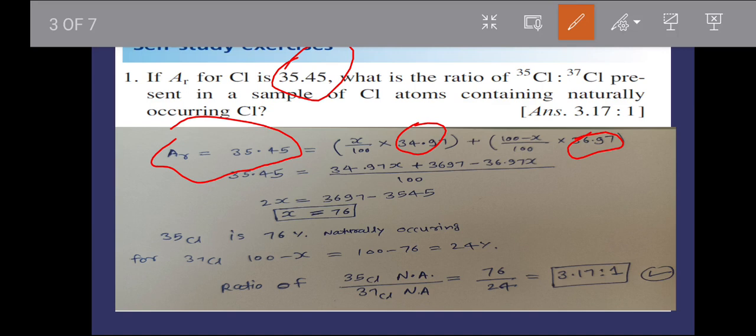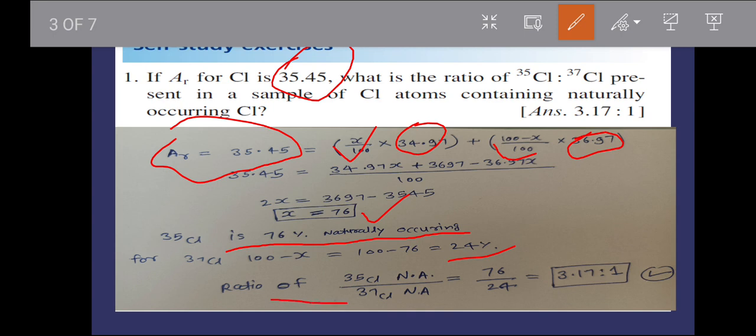So to calculate the natural abundance and their ratio, the first thing you have to do is assume that for 35 chlorine the natural abundance is x%, and for 37 chlorine the natural abundance is 100 minus x%. Now you add them, you calculate, and it will come around that 35 chlorine is 76% naturally occurring. Now you do 100 minus x for 37 chlorine, and you will get that 25% is the natural abundance of 37 chlorine.